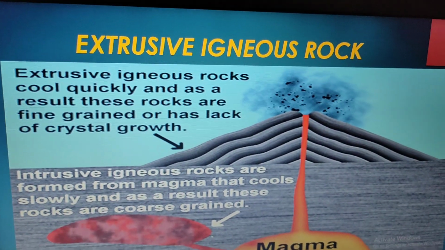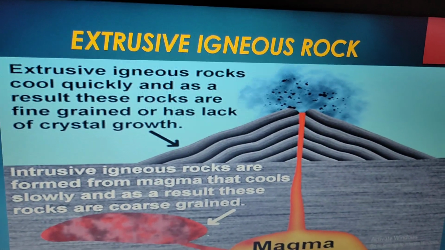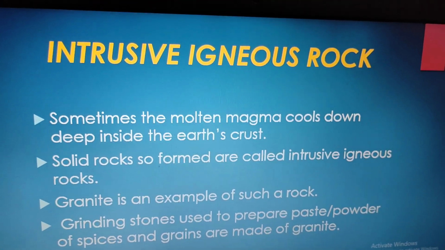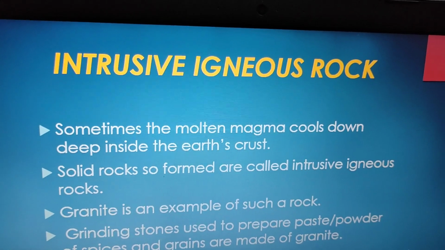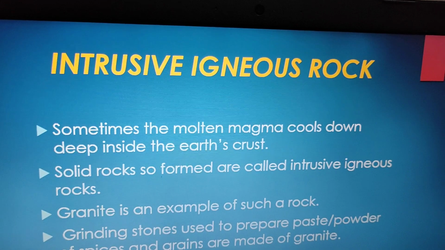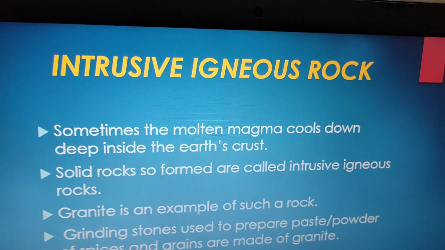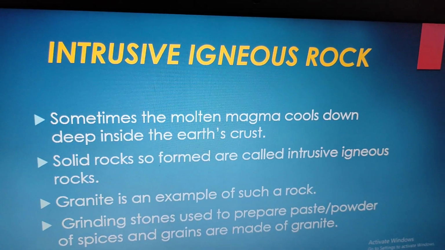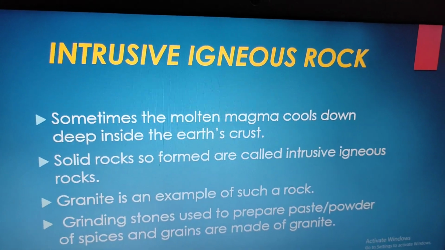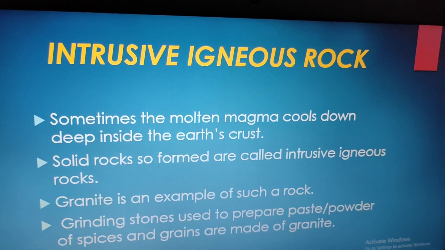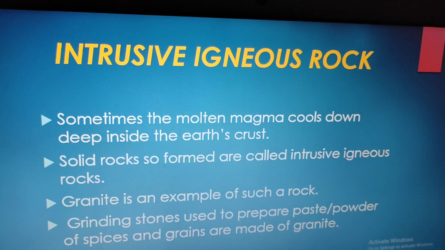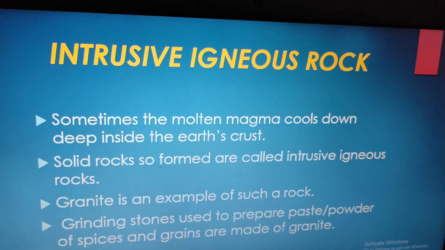What about intrusive igneous rocks? In intrusive igneous rocks, the molten lava, firstly, doesn't come out on the surface of the earth. It gets stuck between the earth's crust, and it takes thousands or millions of years for these rocks to cool down, thus forming intrusive igneous rocks.